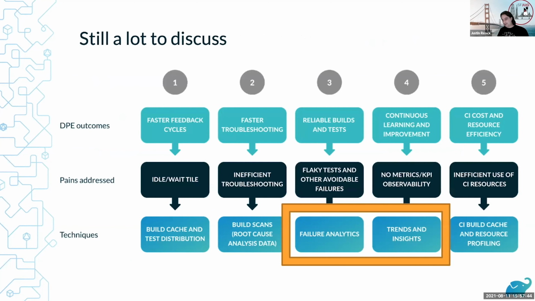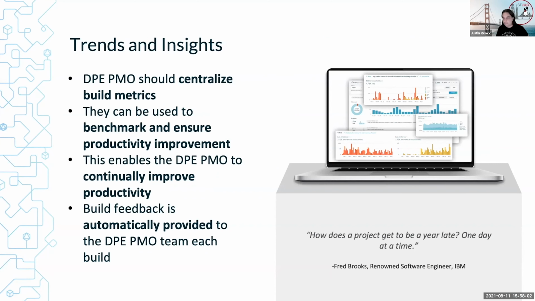So there's still a lot to discuss here. We need to talk about rolling up failure data to make sure that we can determine what of that data might be actionable to improve and eliminate this failure for other developers so that they can avoid the bottleneck entirely. And what about looking at trends and insights? Well, the Developer Productivity Engineering Product Management Office, which we highly recommend actually building as a dedicated function, should centralize these metrics and use them to ensure productivity improvement, just pulling basic data about how long builds took into some central source.